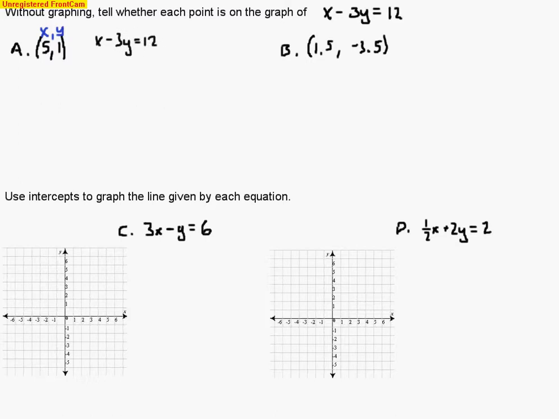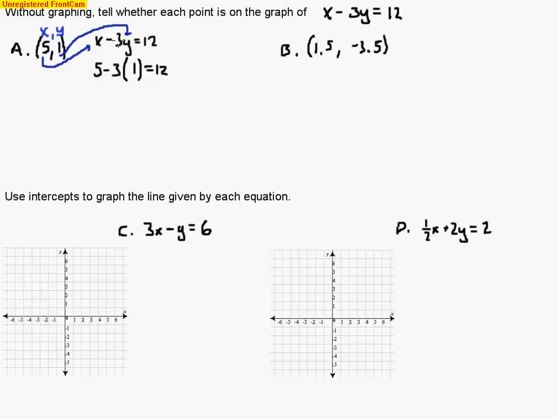So what we're going to do is take the x value, the 5, and substitute it in for that x. We're going to take the 1, which is y, and substitute it in for that y. Now when we do that, we've got ourselves 5 minus 3 times 1, and then we see if that equals 12 or not. And so again, you're just putting the number in place of it.